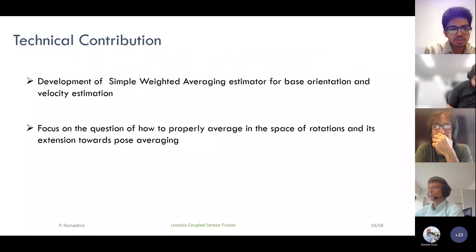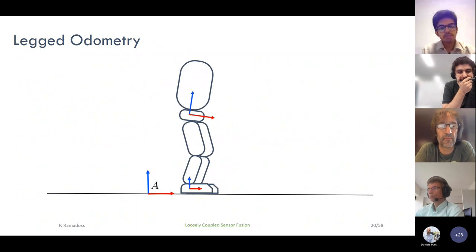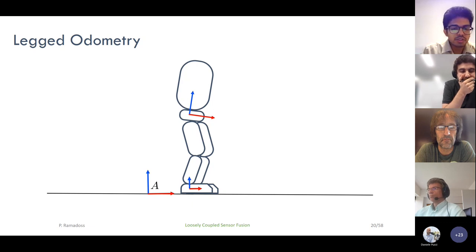Along the same line, we propose towards the development of a simple weighted averaging estimator for base orientation and velocity estimation, with the focus mainly on the question of how to properly average in the space of rotations and its extension towards pose averaging. So we begin with leg odometry, which is a common method for propagating the base state using kinematics and contacts, assuming that at least one link is in contact with the environment at all times.